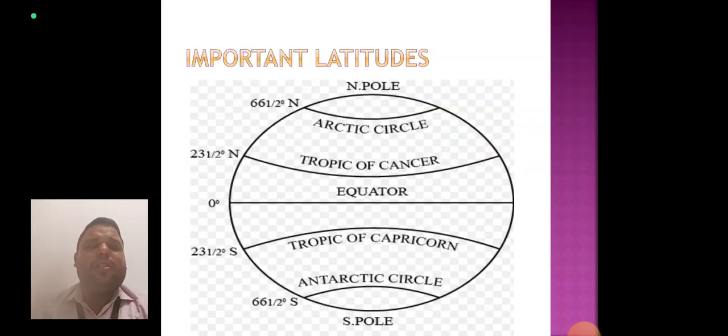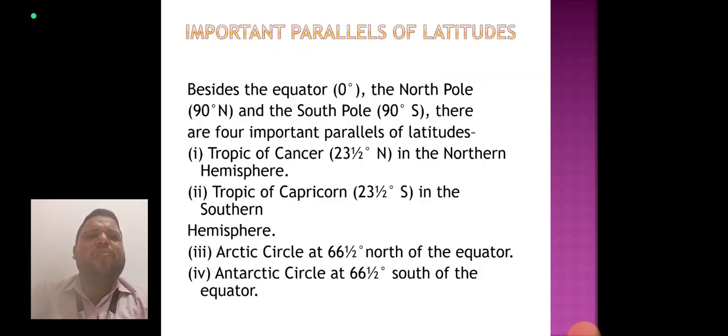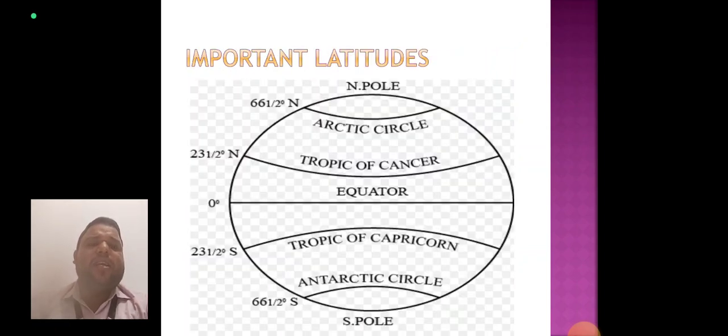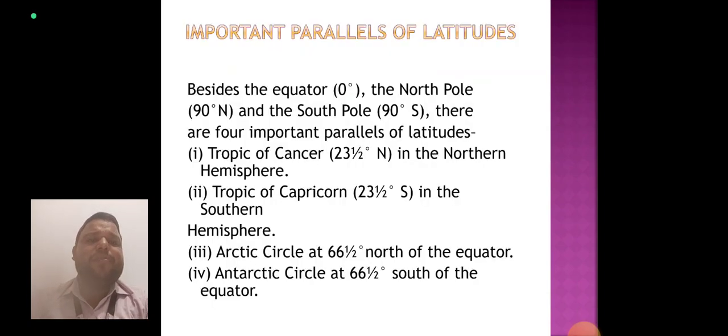Now these are the important latitudes: the equator, Tropic of Cancer, Arctic Circle and North Pole in the Northern Hemisphere, and Tropic of Capricorn, Antarctic Circle and South Pole in the Southern Hemisphere. The important parallels of latitude besides the equator at 0 degrees, the North Pole at 90 degrees north and the South Pole at 90 degrees south, are the four parallels: Tropic of Cancer at 23 and a half degrees in the Northern Hemisphere, Tropic of Capricorn at 23 and a half degrees in the Southern Hemisphere, Arctic Circle at 66 and a half degrees north of the equator, and Antarctic Circle at 66 and a half degrees in the Southern Hemisphere.